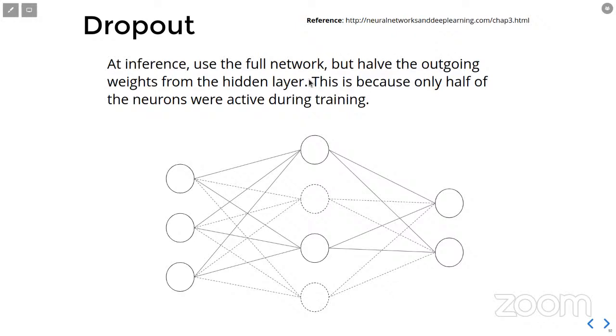So whether to drop half or not is based on our discretion. If we drop half, then it is half. Otherwise, it would be that ratio. Let's say you're dropping only 20%, then you have to multiply by 0.8, because 80% would have been active during training.